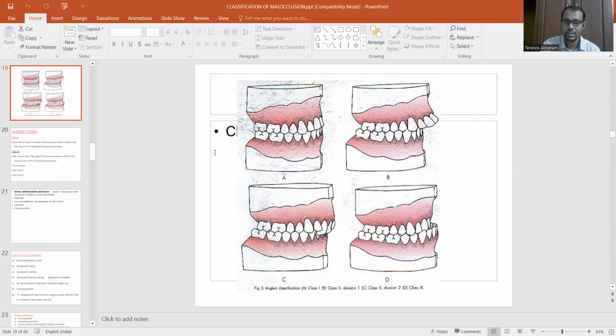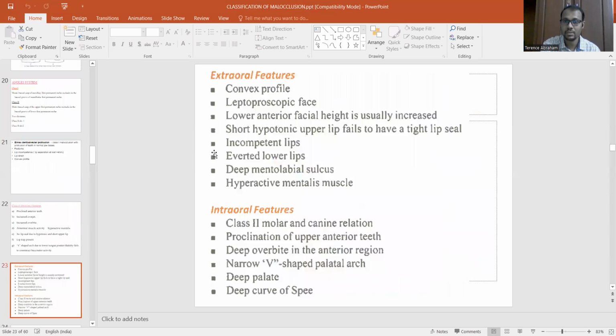Class 3 malocclusion is divided into mainly two types: true class 3 and pseudo class 3.